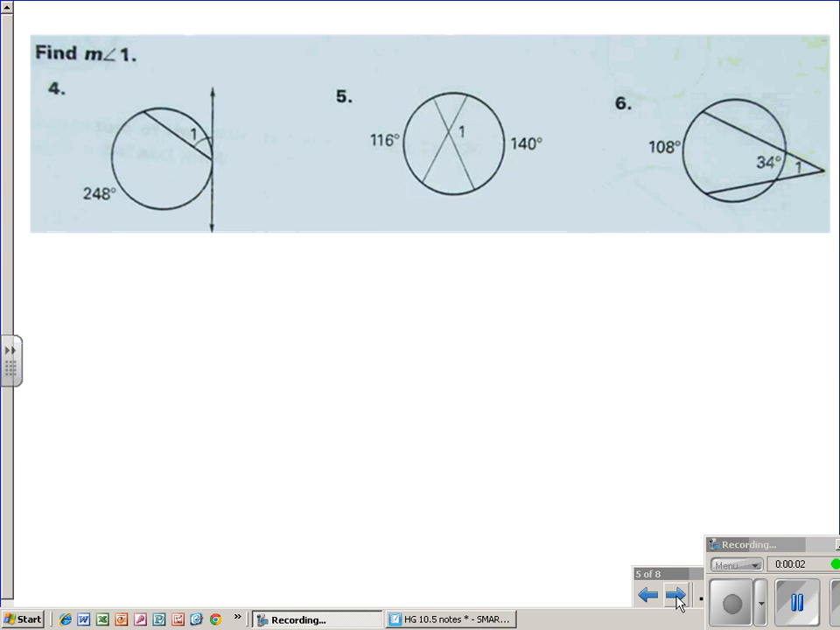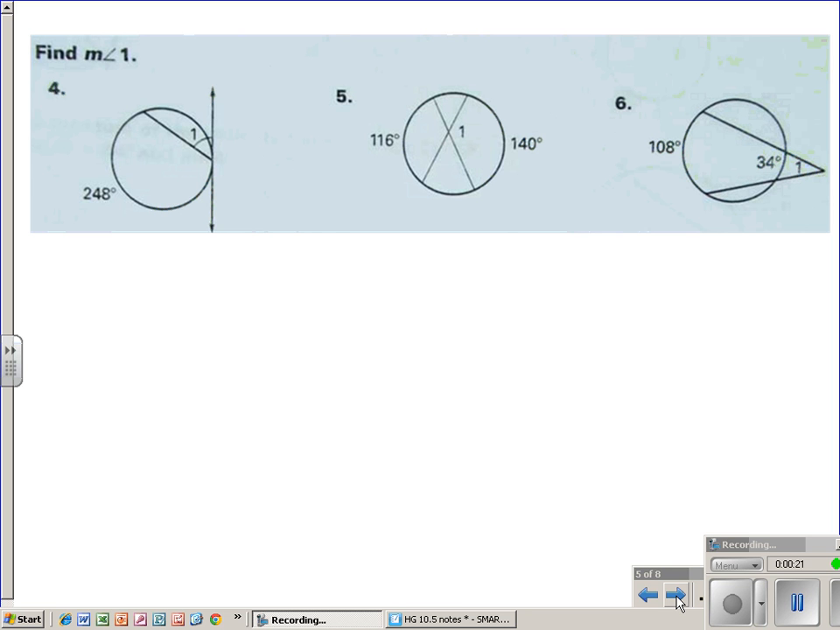Hello again. This is the second video for section 10.5. We're talking about the angle measurements and the relationships to the intercepted arcs. So there's three basic formulas. The formulas change depending on where the vertex of the angle is.